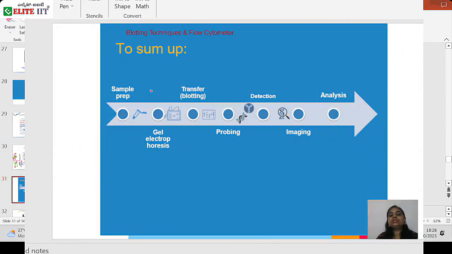Now these are the simple steps: sample preparation, gel electrophoresis, transfer or blotting, probing, detection, imaging, and analysis. Finally, you can analyze it. Analysis is very important, not only the experiment. Analyzing the experimental results is very tough. That is the main thing you can consider. You can get a lot of results, but if you are not analyzing them properly, there is no meaning to those results, right?